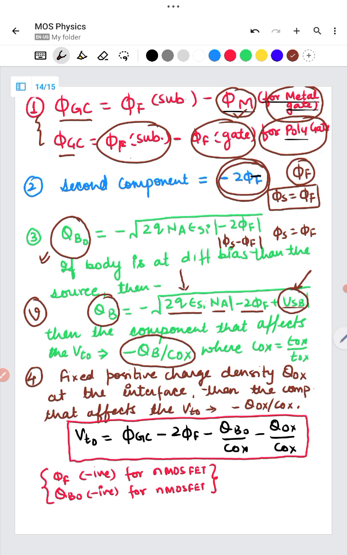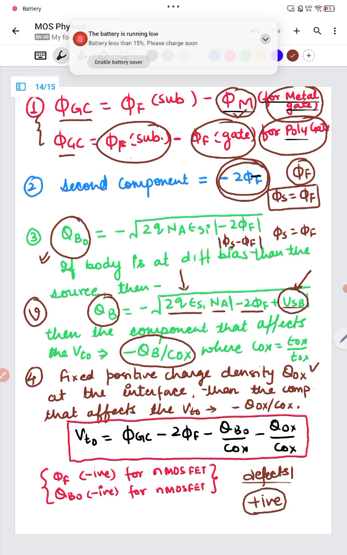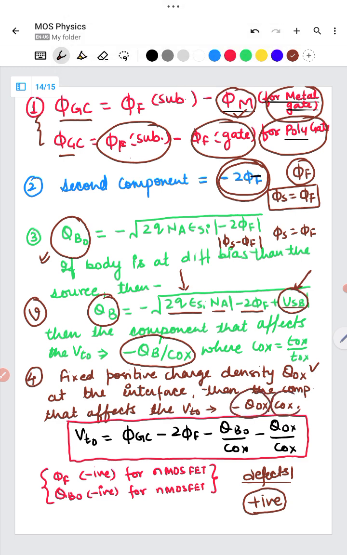Now the fixed positive charge density Qox is also there in the oxide. What is that? When you make the oxide layers, sometimes because of defects, some positive charges exist in the oxide. Because of these positive charges, there is a built-in potential. That potential is Qox divided by Cox.